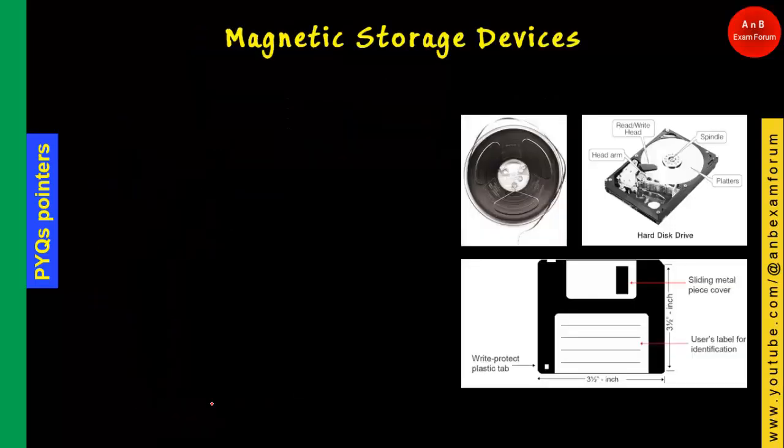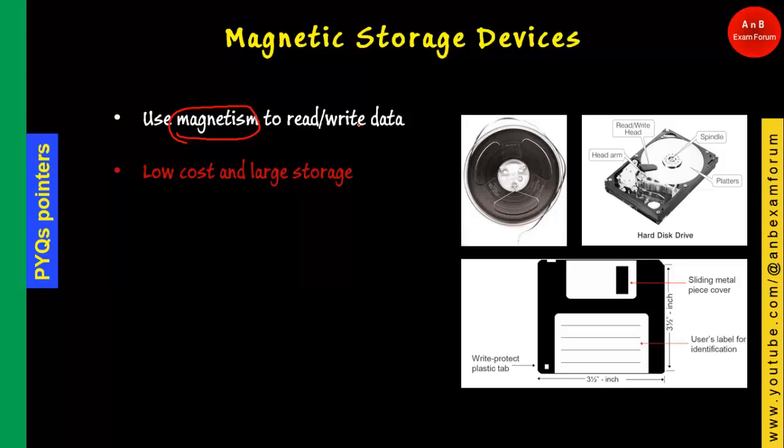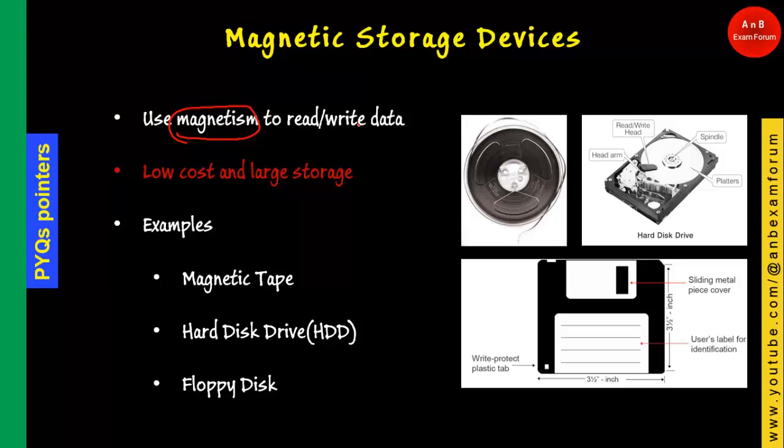In magnetic storage, the first thing you should remember is that it uses magnetism to read and write data. With the help of the magnetism property, it is going to read and write data. Generally these storage devices are very cheap and can store a large amount of data. An example is magnetic tapes. So these are the tapes. As you can see, there is a ribbon, and the ribbon has a magnetic characteristic.